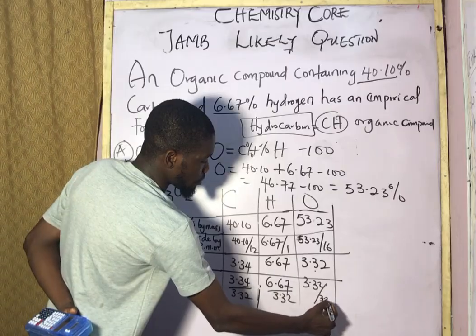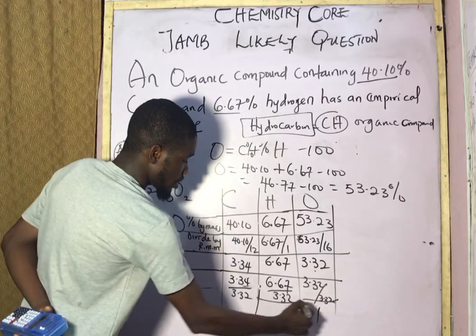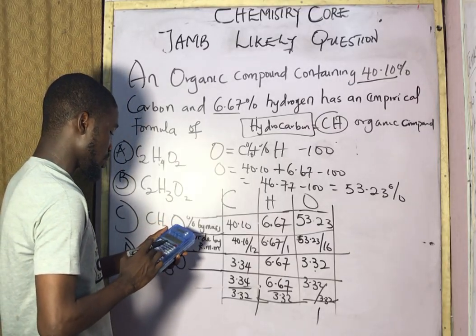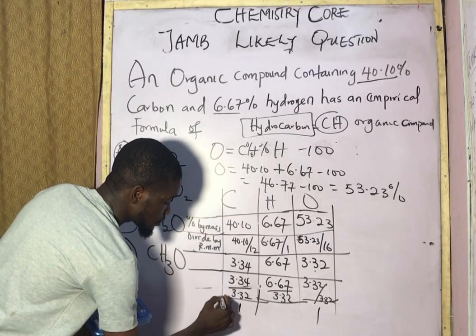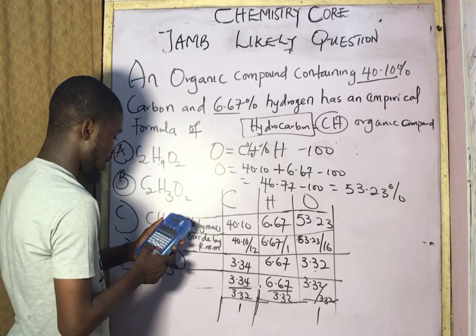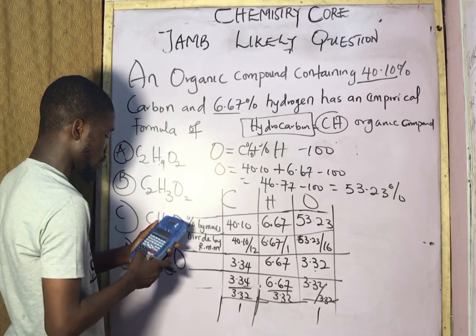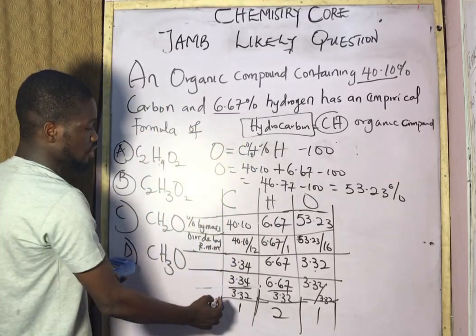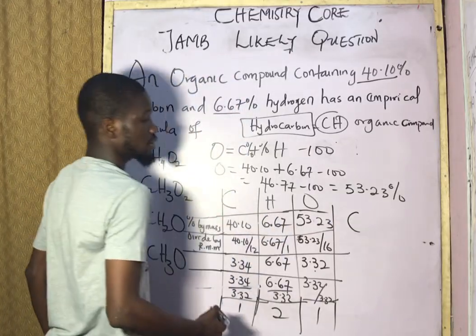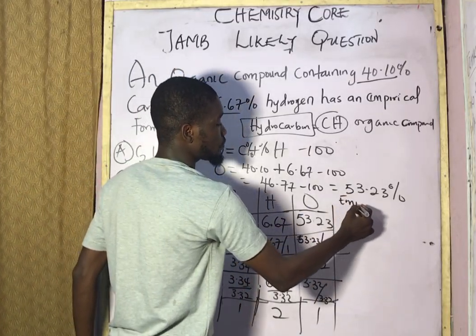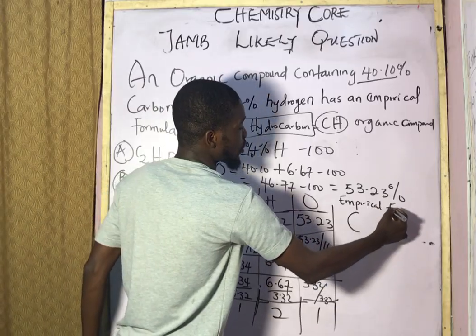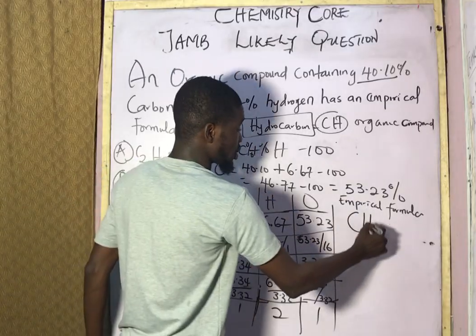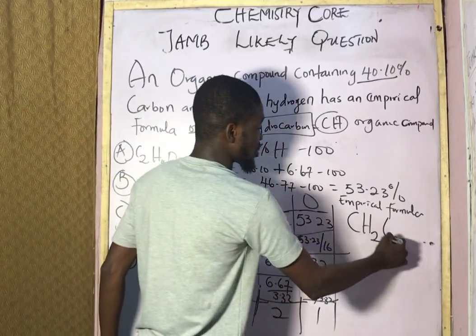3.32 divided by 3.32, we have 1 here. So this 3.34 divided by 3.32, we have 1. And for this, we have 6.67 divided by 3.32, then we have 2. So now, if we are to write out this, for the empirical formula, the carbon here is 1. The hydrogen here is H2. While the oxygen is what?